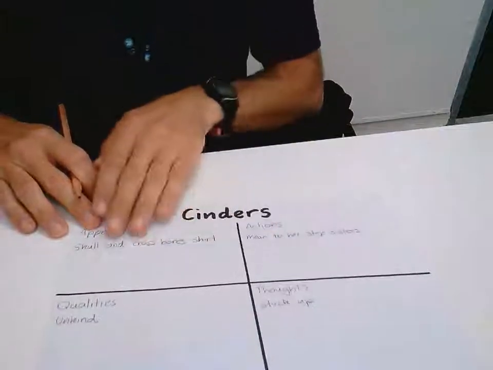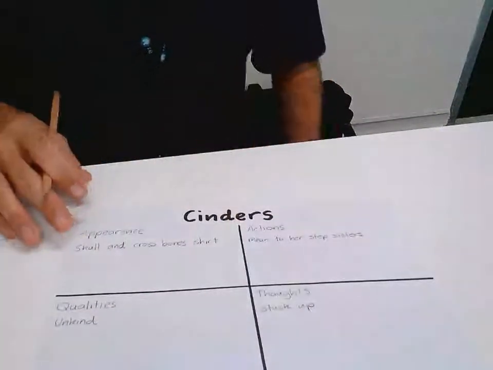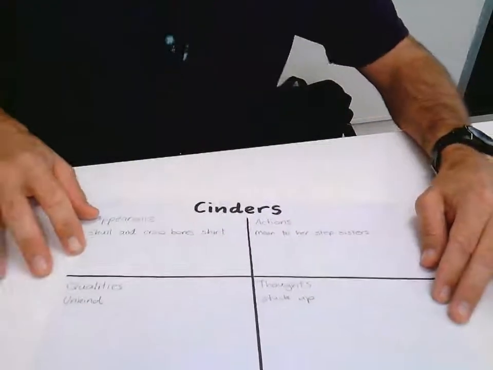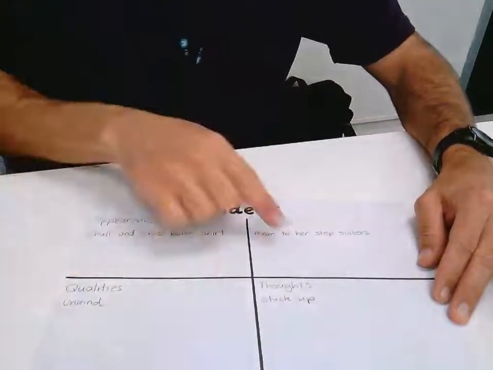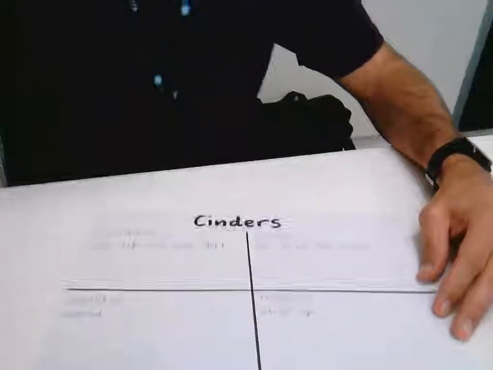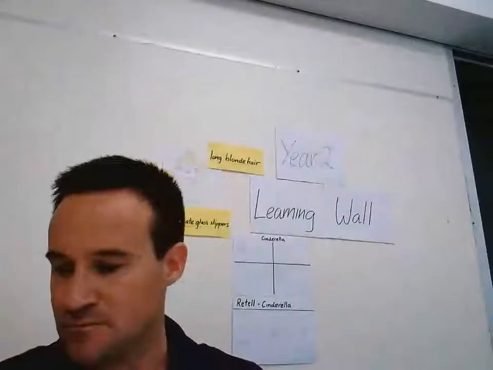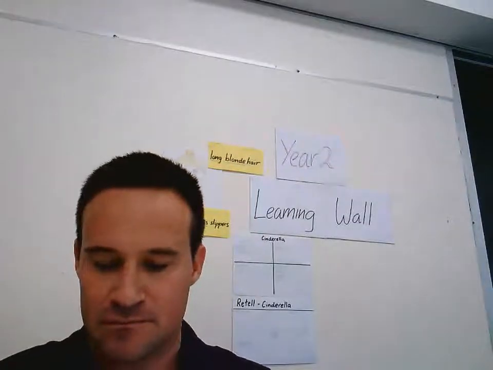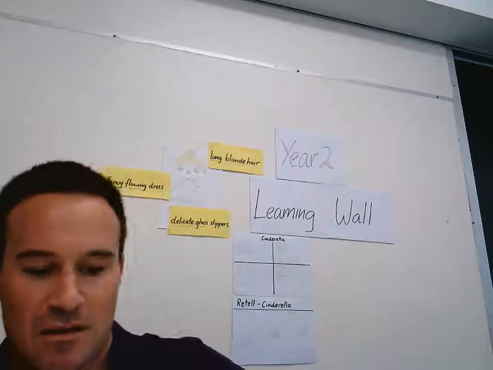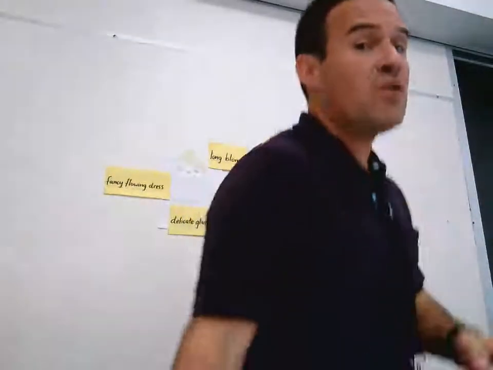I've presented you with an idea for each one of our boxes in our character profile. I'd like you to take the time with your learning buddy now to add 2 or 3 more to each box. Once you're done that, we can stick it up on our learning wall. I'm going to add mine to the learning wall right now.